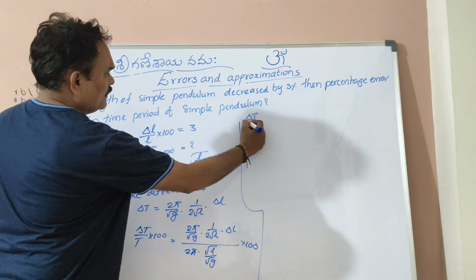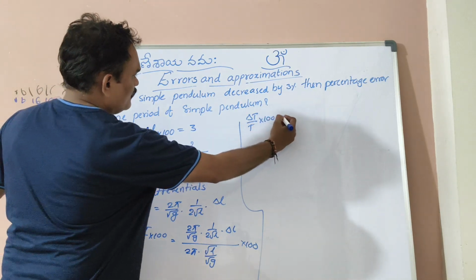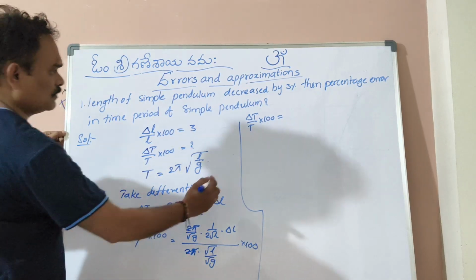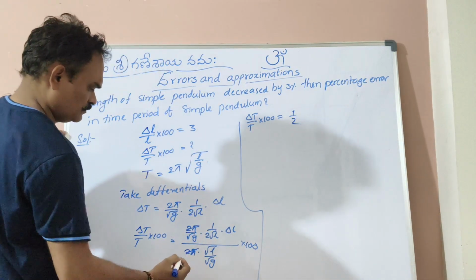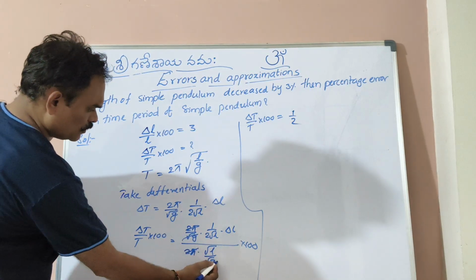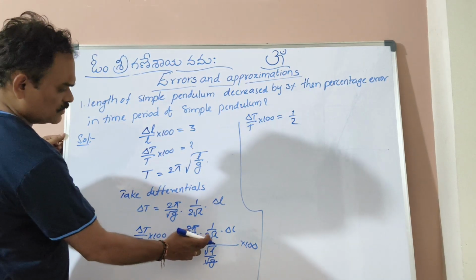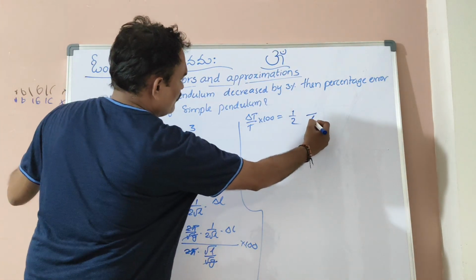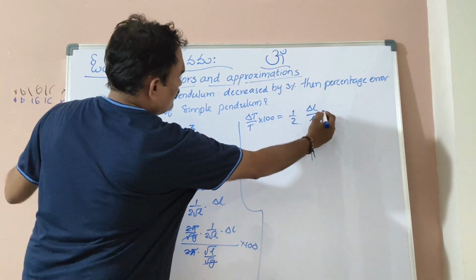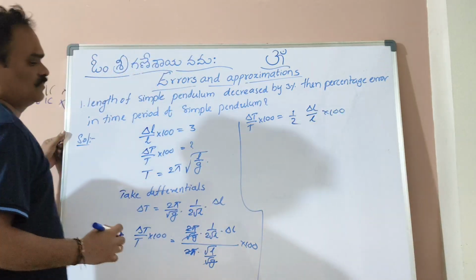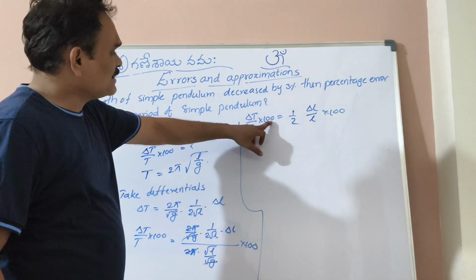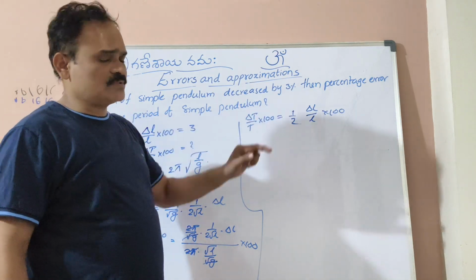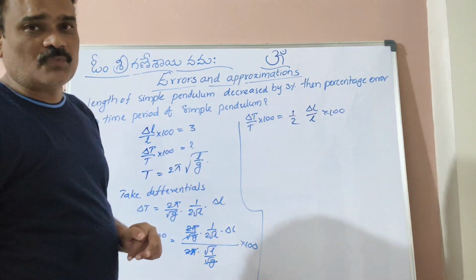So therefore delta T by T into 100 equals, here 2 pi gets cancelled, 1 by 2. Next root g gets cancelled. This root L in the denominator, this root L is also in the denominator, that equals denominator L, numerator delta L, into 100. So the percentage change in the time period of the simple pendulum equals 1 by 2 times the percentage change in the length of the simple pendulum.